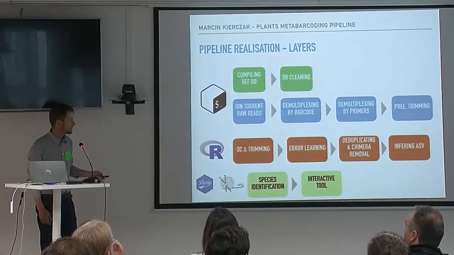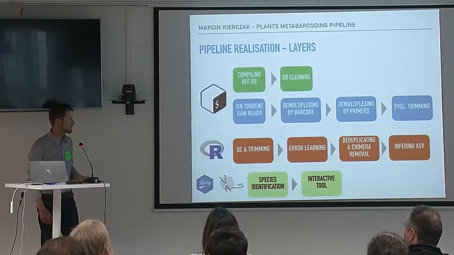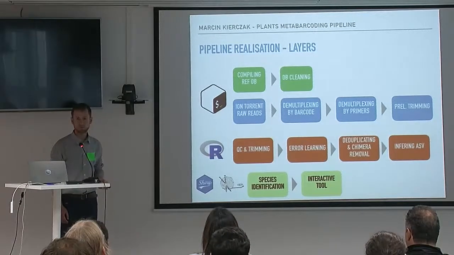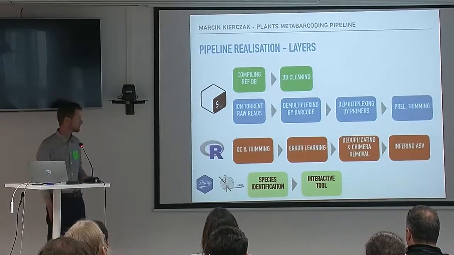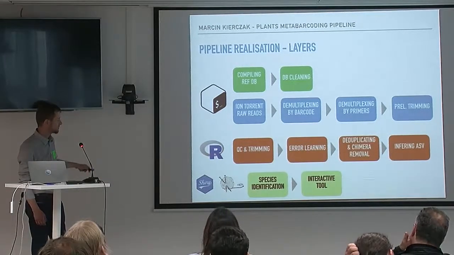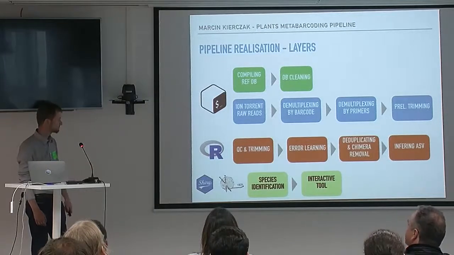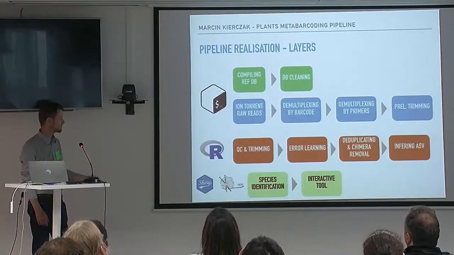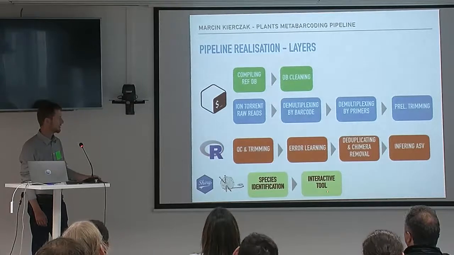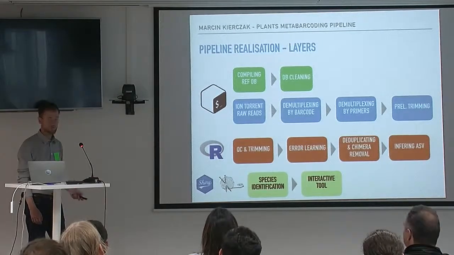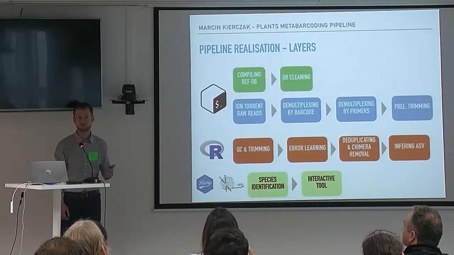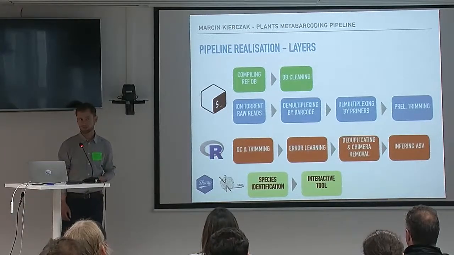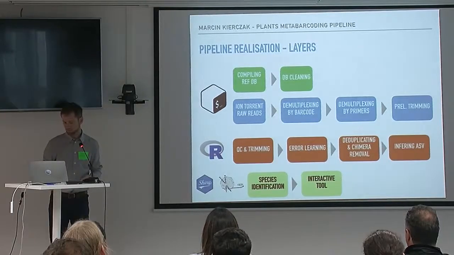Then we are doing deduplication and chimera removal using de novo chimera detection, and then we are inferring amplicon sequence variants. And then we are going to the last layer, which consists of species identification, and we have this interactive tool that enables us to play a little bit with parameters and see how the results are affected.